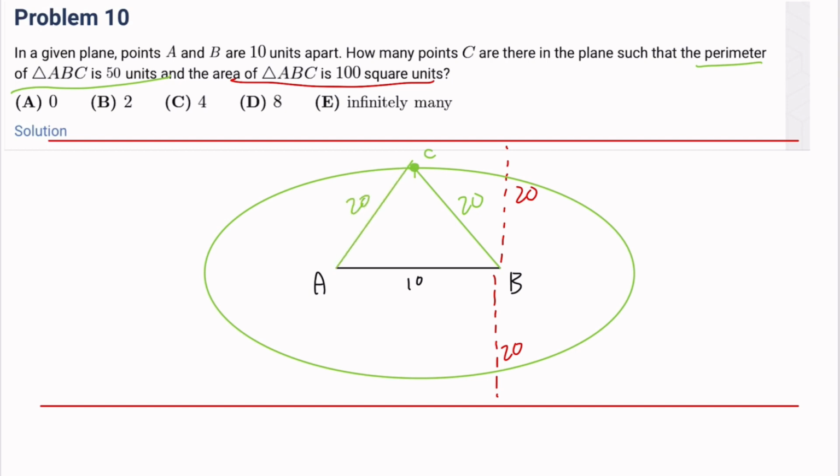If we divide this in half, then this much would be 10 divided by 2, which is 5. So that much is 4 to 1 to root 15, and so this height is 5 root 15. 5 root 15 is less than 20, right? Therefore this ellipse and these lines can never meet. So a point C that satisfies both conditions cannot exist because there is no intersection point. So the answer is 0, it's A.